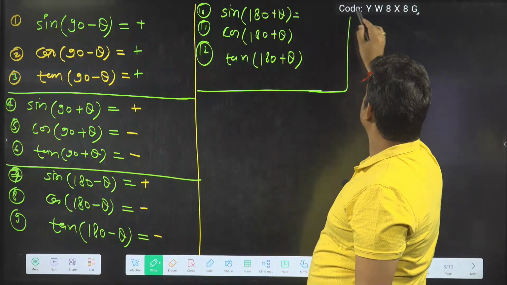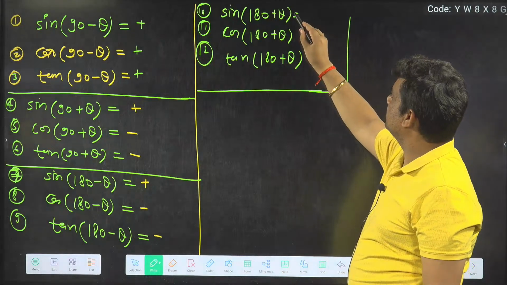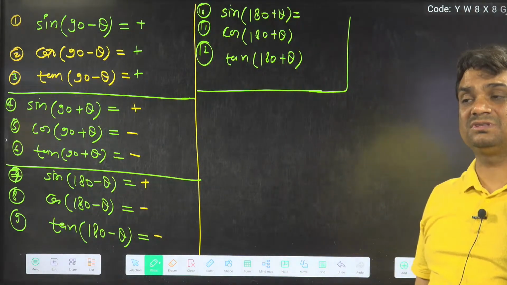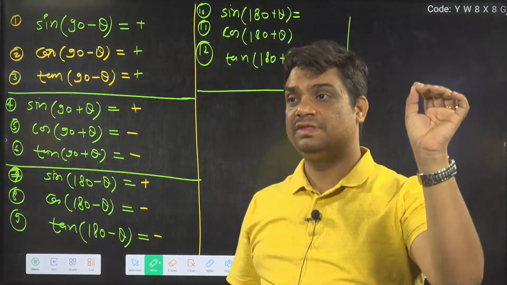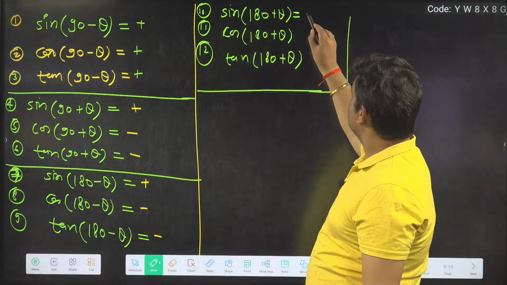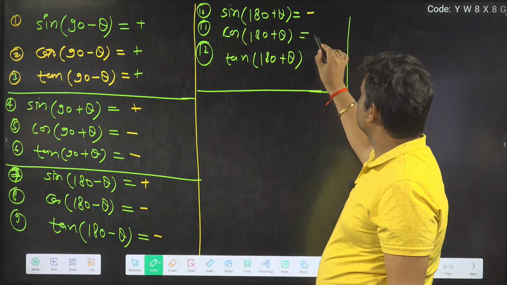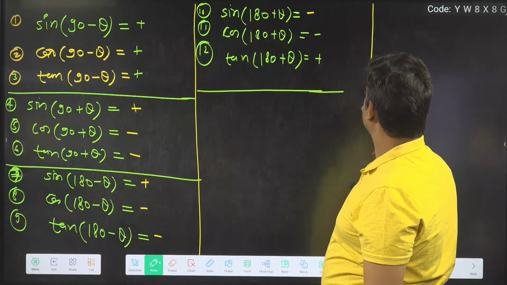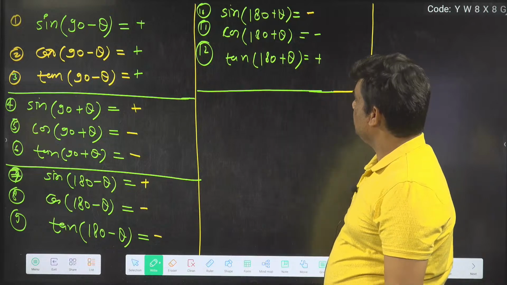Tell, positive and negative. You know, this is which quadrant? 180 plus, you know, third. And in third, you know that tan is going to be positive, the rest are negative. So this will be negative, negative, and this one, tan, is going to be positive.